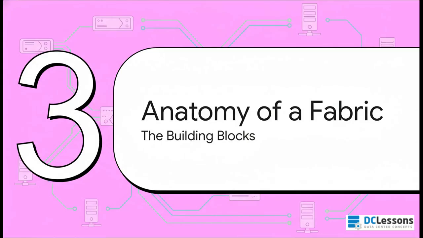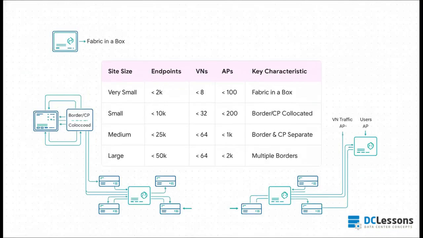Okay, before we start connecting all these network islands together, we really need to understand what's on each island. So let's take a look at the fundamental building blocks that make up a single fabric site. This table is actually super useful. The source material gives us these really practical guidelines for thinking about site sizes. For a really small site, you might just have a fabric in a box, where everything runs on one device. But as you scale up to small, medium, and large sites, you start to separate out those roles, like the border and the control plane, onto their own dedicated heavy-duty devices to handle way more users, networks, and traffic.